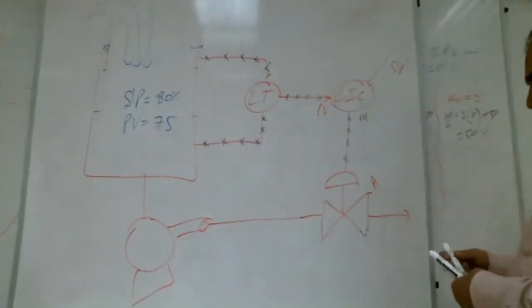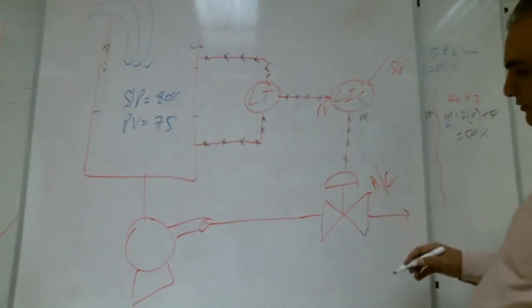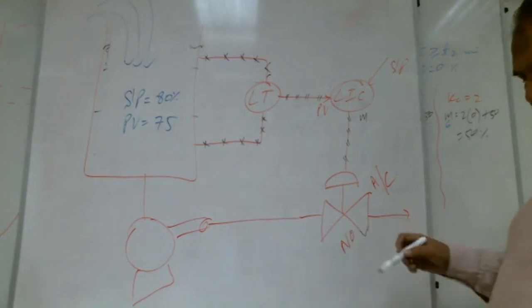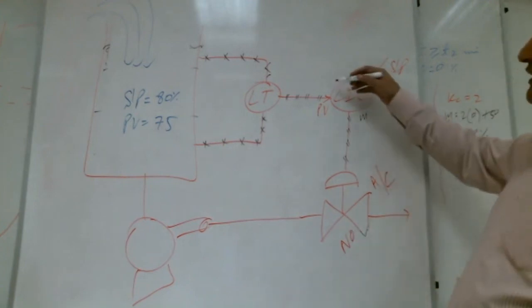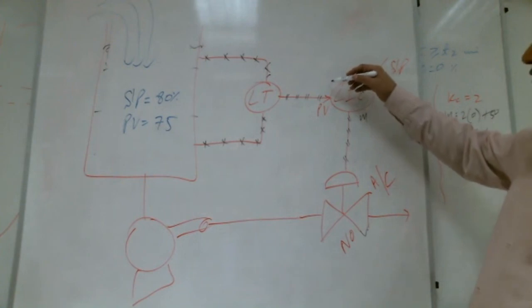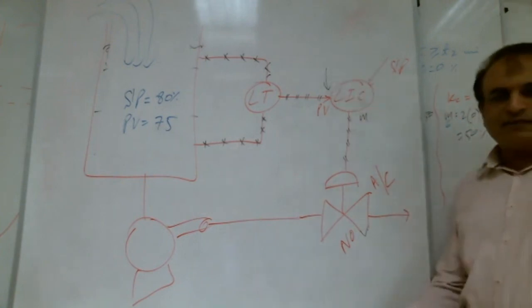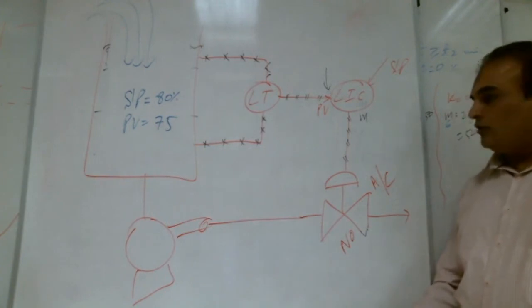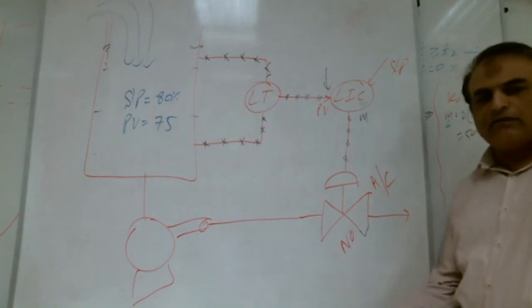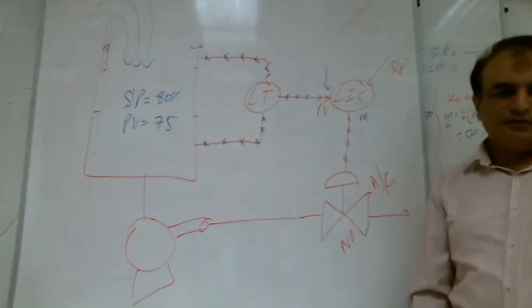Now the valve is air to close. Air to close means what? Normally open. Right, Shabab? Is the signal here more than needed or less than needed? Less than needed. We want to close the valve or open the valve? Keep it closed. We want to close the valve. We want to bring 75 to 80. Yes, close it.